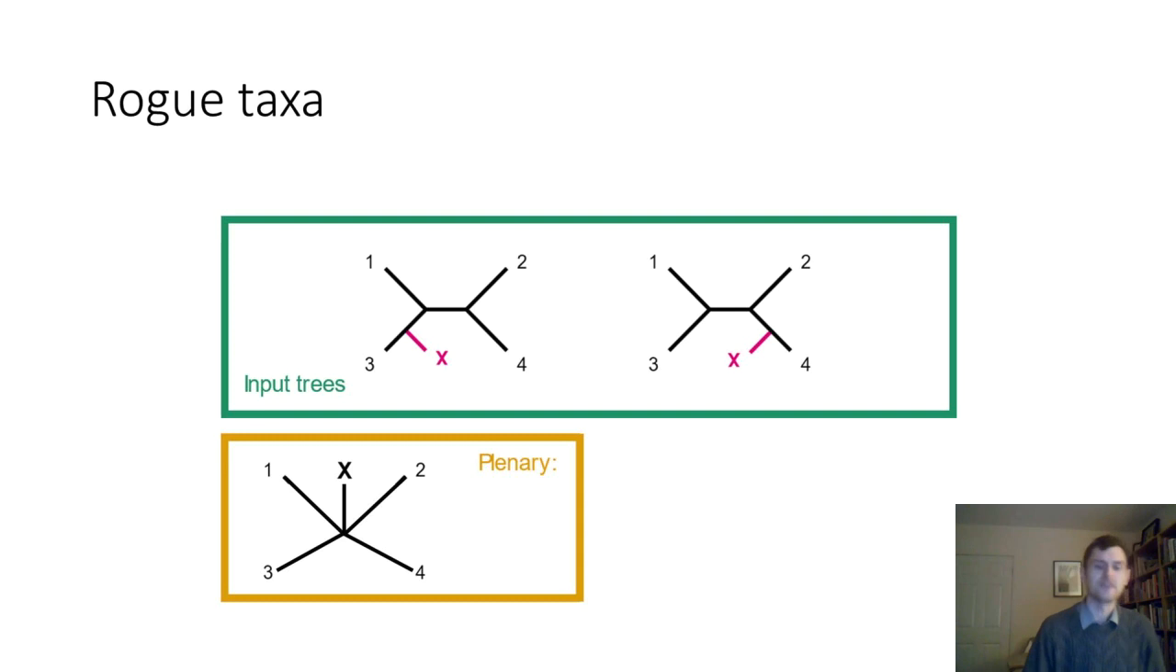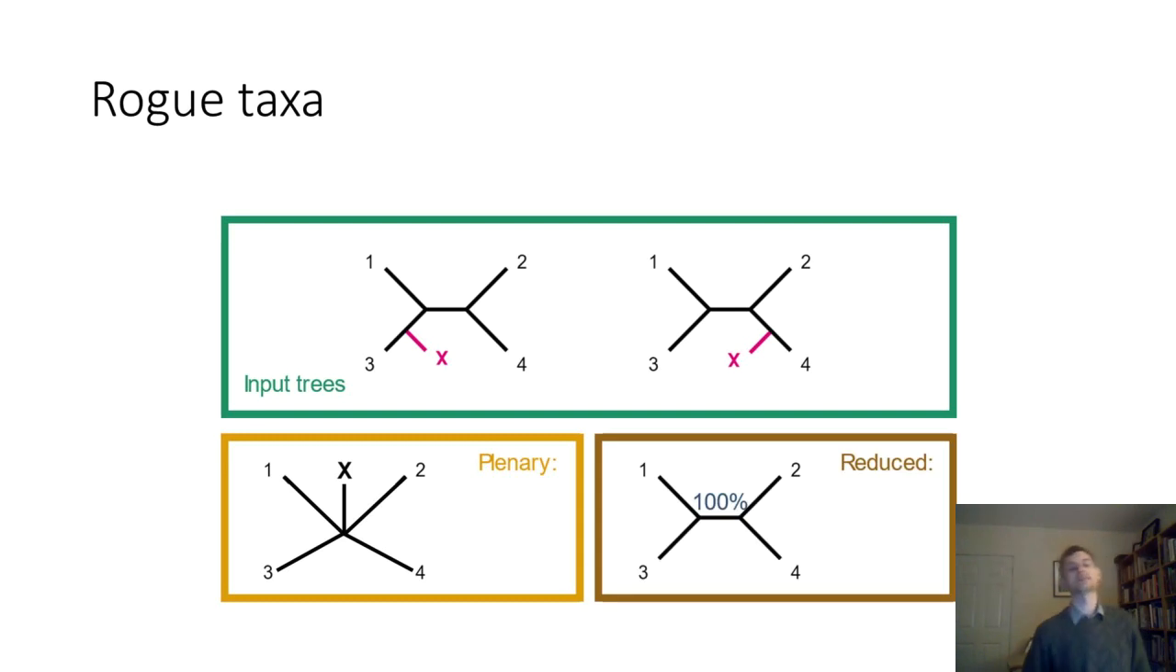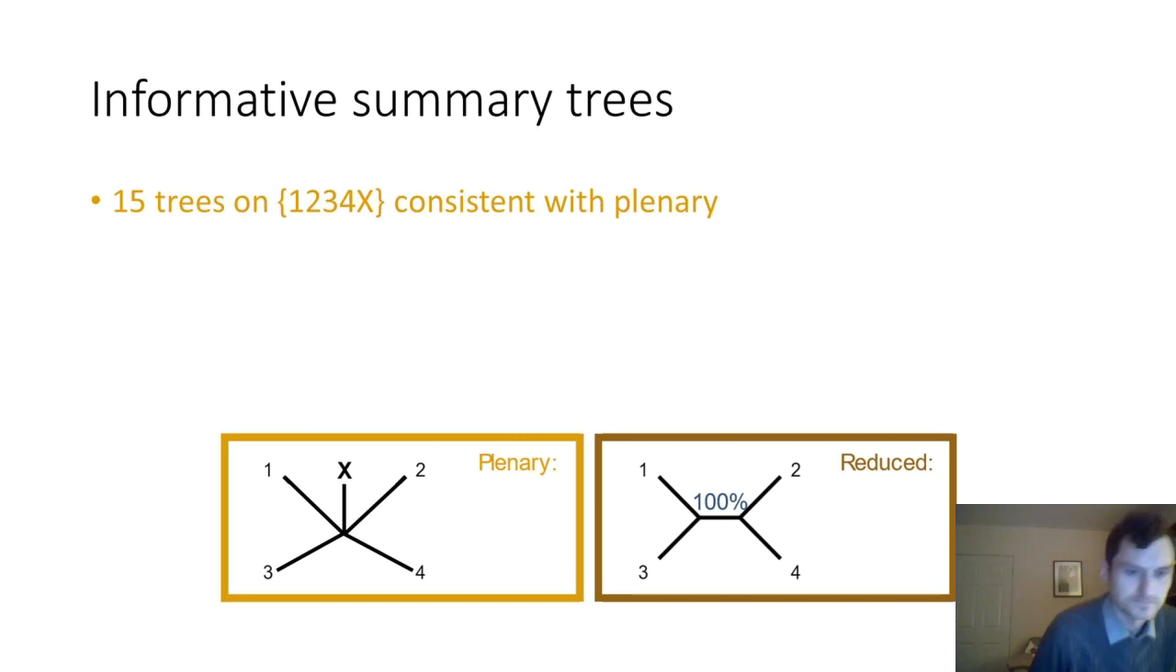However, if we omit taxon X before making our consensus summary tree, we can come up with a reduced consensus tree that reveals that all of our input trees agree on the relationships between taxa 1, 3, 2 and 4. In this case, this clearly gives us more information than our plenary consensus that includes all the leaves. By including X, we lose the ability to resolve a lot of information.